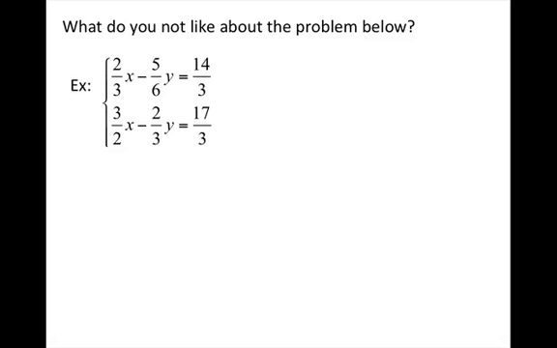So the first step, if you choose, you can multiply by the least common denominator for each equation to remove these fractions. So look at the denominators for the first equation. I have a 3 and a 6. The LCD for that would be a 6. For the second equation, I have a 2 and a 3. The LCD for the second equation would also be a 6. And these don't have to be the same. It was just a coincidence that they were both the same.